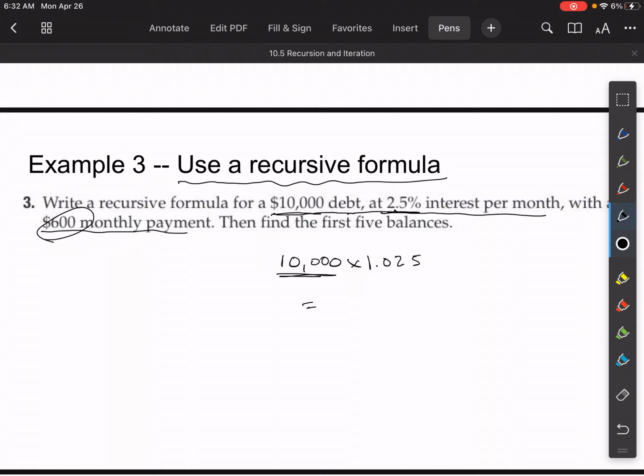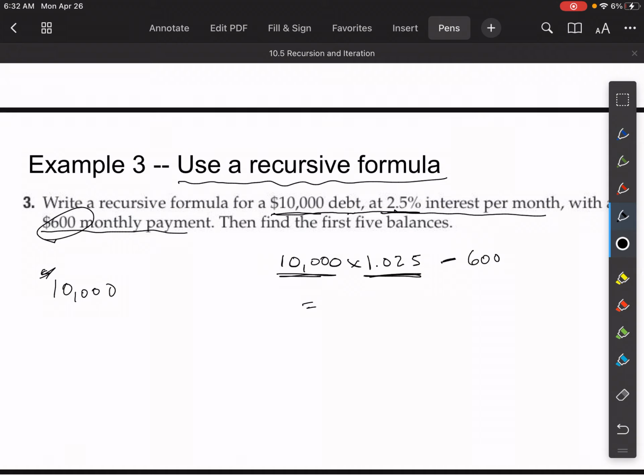But we are making a payment, right? So what we have to do here is we have to say, okay, we're going to multiply the previous balance by 1.025. That'll give us our new balance, but then we also have to, at the same time, subtract our payment, right? So let's try this out. For our first month, month 1, I know that I have a $10,000 bill, right? $10,000 debt. Okay, month 2 comes around. So I have to take my $10,000, multiply it by my 1.025, and then subtract 600.